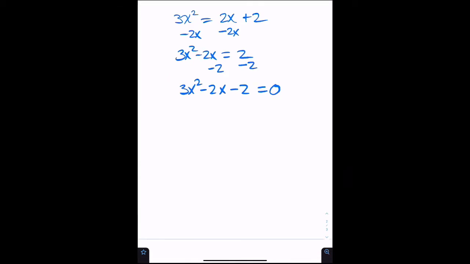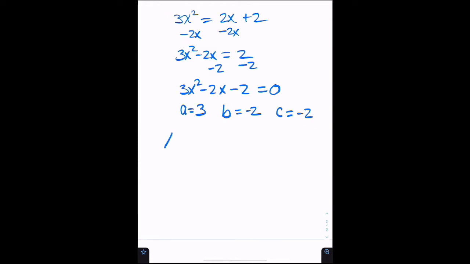Now we're ready. And when we're in standard form, we can identify what a, b, and c are. So here, a is equal to 3 because 3 is in front of the x squared term. b is equal to negative 2 because negative 2 is standing in front of the x to the 1 term. And then finally, c is equal to negative 2. And that's a constant because it stands on its own. Now we can sing the song.